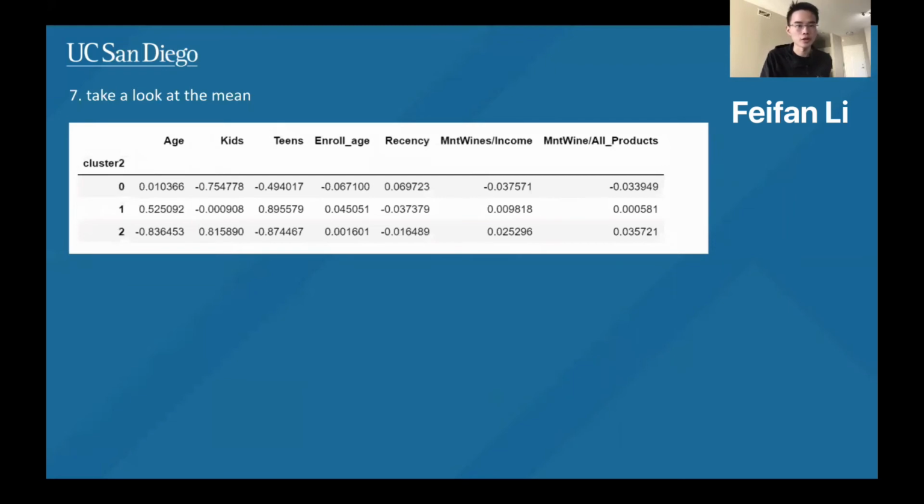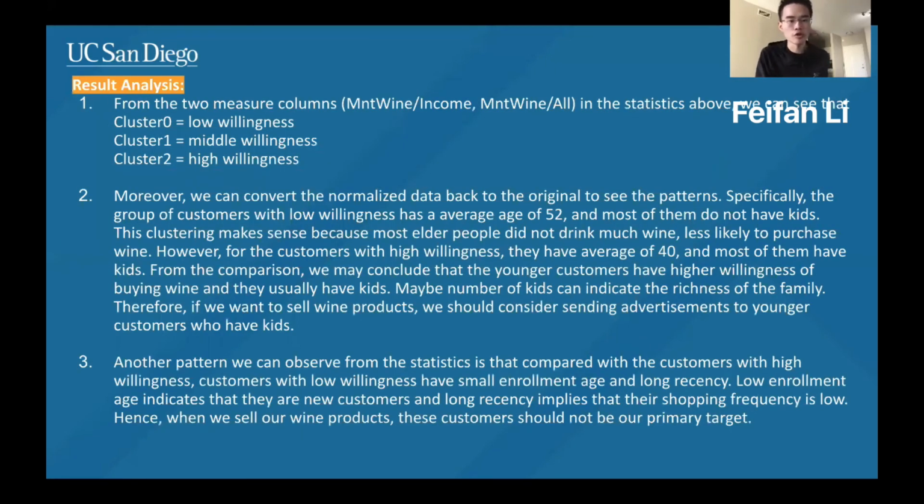And you can take a look at the statistic. So from the data above, we can see that cluster 0 represents the low willingness customers, cluster 1 represents the middle, and cluster 2 represents the high. So by looking at the statistic, we can see some patterns.